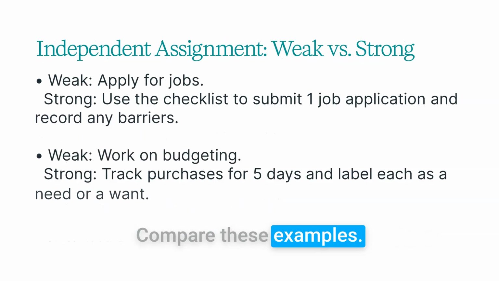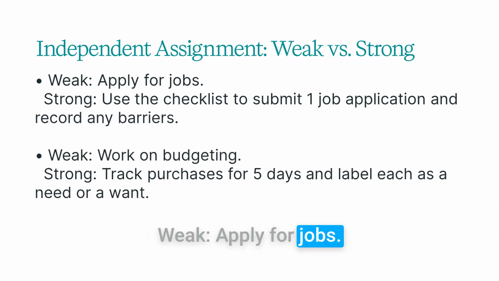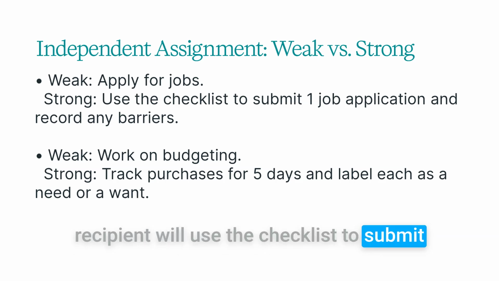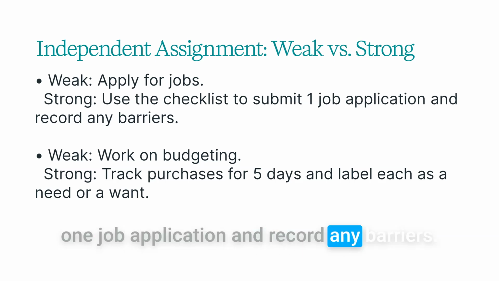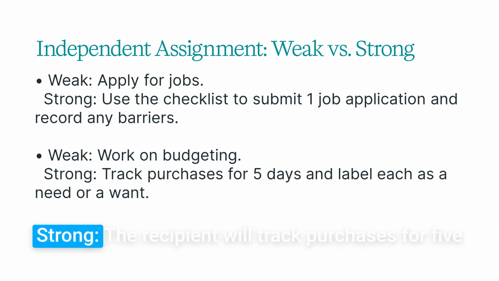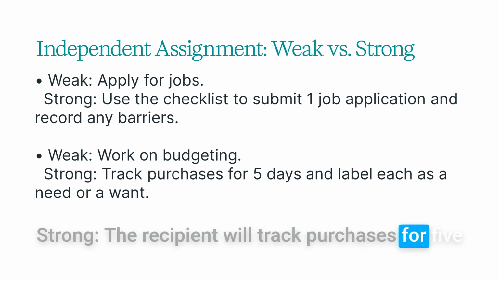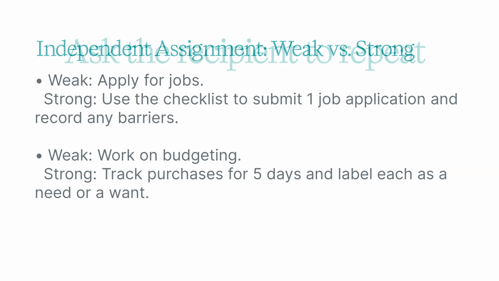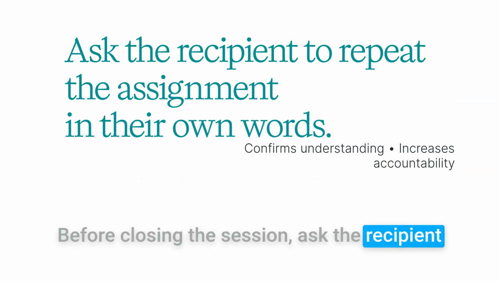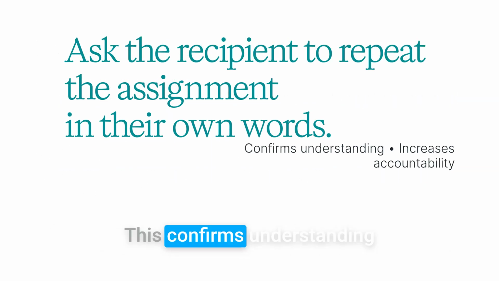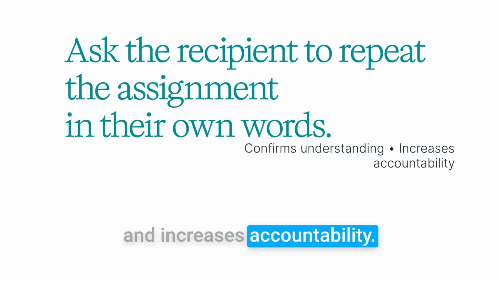Compare these examples. Weak: apply for jobs. Strong: before the next session, the recipient will use the checklist to submit one job application and record any barriers. Second example. Weak: work on budgeting. Strong: the recipient will track purchases for 5 days and label each purchase as a need or a want. Before closing the session, ask the recipient to repeat the assignment in their own words. This confirms understanding and increases accountability.